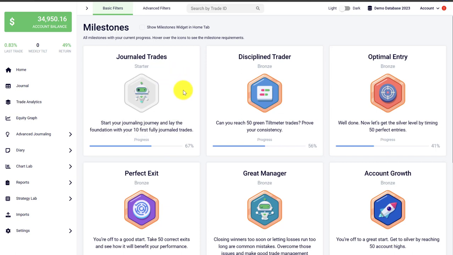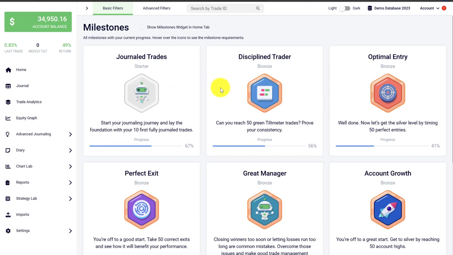First is the journal trades, and here you get rewarded and you get a milestone point for each trade that you have fully journaled. A fully journaled trade includes a trade management comment for entry, exit and trade management. And you also have to attach a screenshot to get a fully journaled trading point.